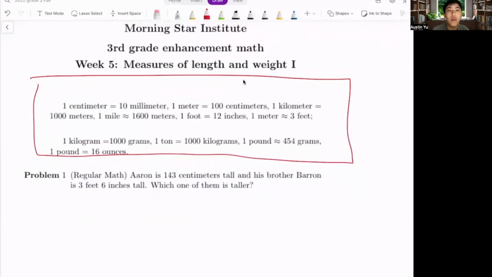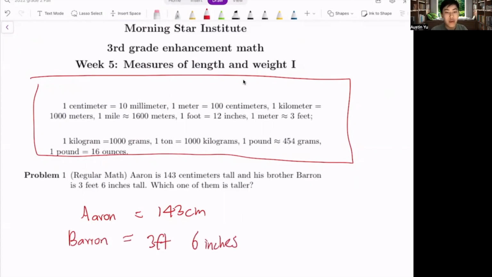Moving on, problem 1. Aaron is 143 centimeters tall, and his brother Baron is 3 feet 6 inches tall. Which one of them is taller? We see that Aaron is 143 centimeters tall, while Baron is 3 feet and 6 inches.